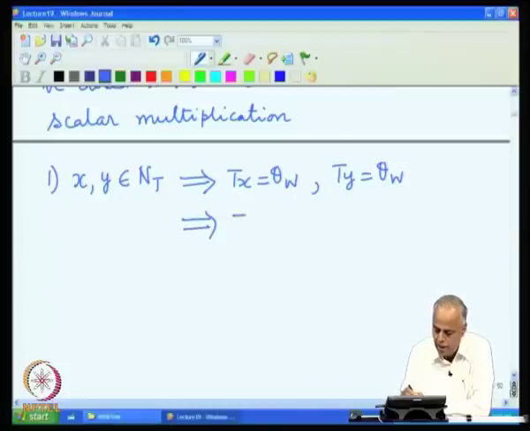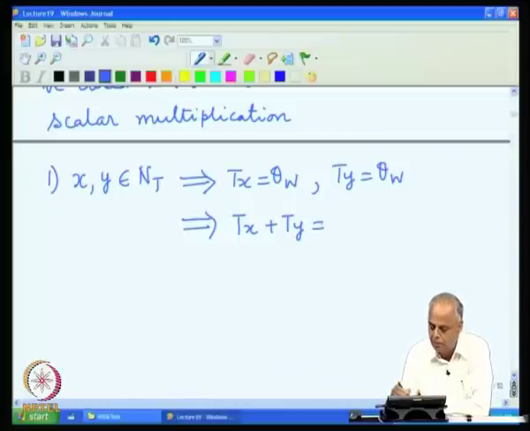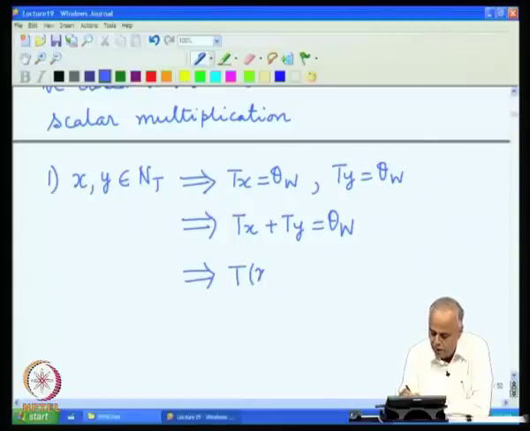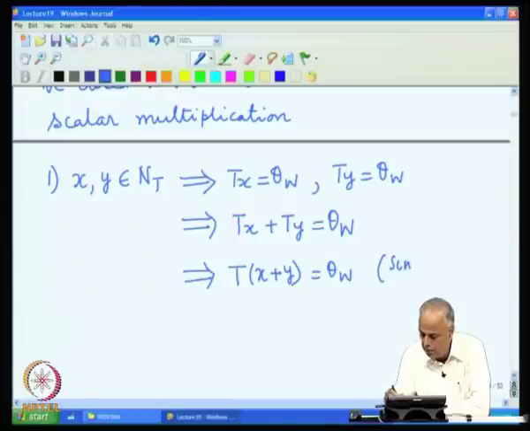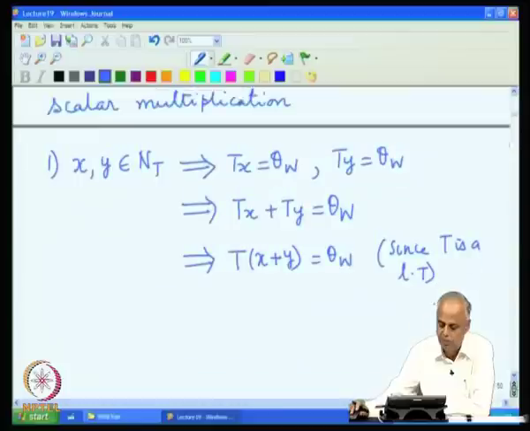That says, I can add the two and I will get theta w plus theta w, and the 0 vector plus the 0 vector is the 0 vector itself. Now, we know that T is a linear transformation, therefore T preserves addition, and hence T x plus T y is the same as T of x plus y. This is because T is linear; we know T preserves addition.